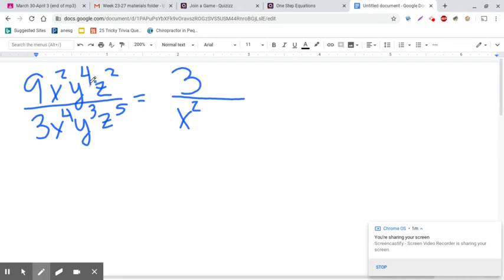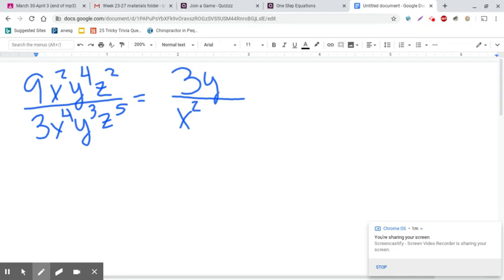Now we're going to go to our y's. What's bigger, 4 or 3? Well, 4 is bigger, and y to the 4th is in the top, so y is going to go in the top. Now, 4 minus 3 is 1, so you have y to the first power, or you can just put y, because essentially your exponent is invisible.